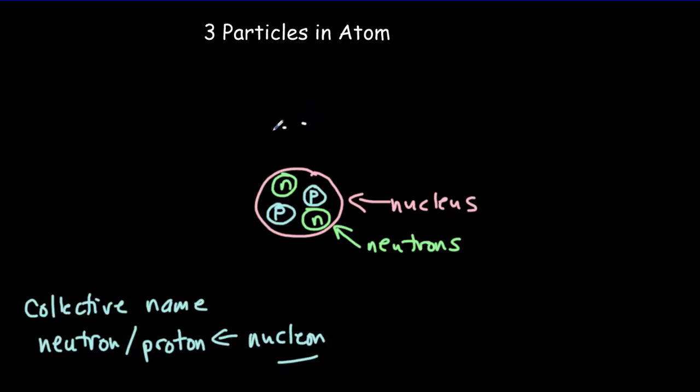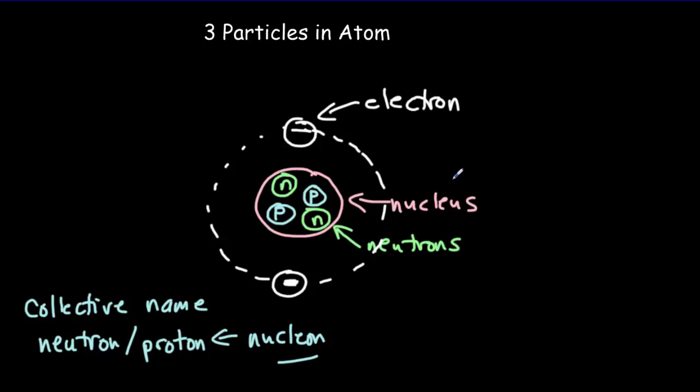Outside of the nucleus is where the electrons hang out. And they'll move around in orbits about that central nucleus. Or at least in our simplified Bohr-Rutherford model of the atom, that's what the electrons do.